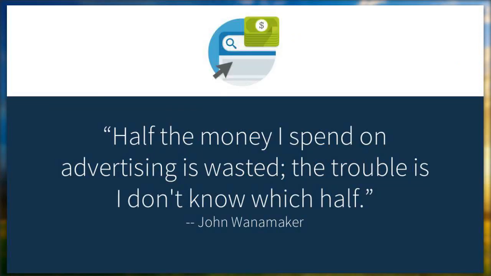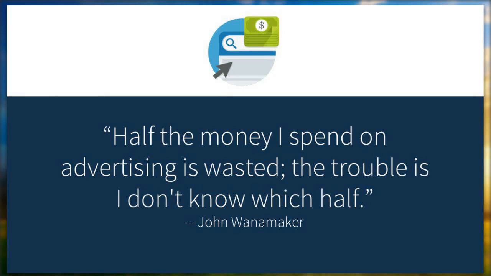So as we start trying to figure out how to actually get the most out of our marketing budget, this quote became very relevant very quickly. And it says, "Half the money I spend on advertising is wasted. The trouble is I don't know which half." And this is by John Wanamaker, and he was a retailer back in the 1800s. He had a department store, and so this was somebody that a long time ago struggled with the same kind of thing that we are struggling with today.